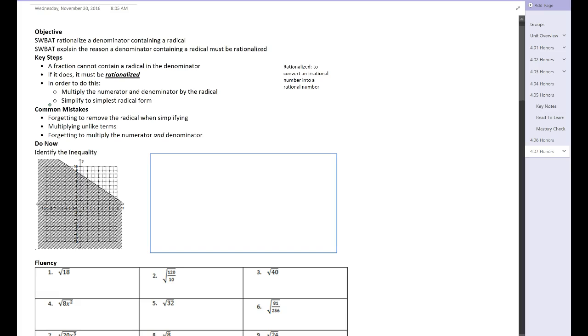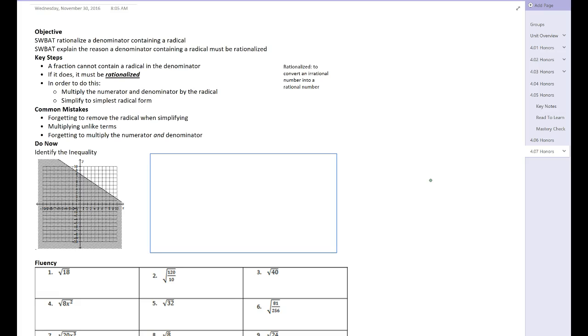Rationalizing a denominator means that we need to take a denominator. So let's say we have radical 7 over radical 3. I cannot have an irrational number, which hopefully you all recognize that radical 3 is an irrational number. I can't have that in the denominator of a number. So the basics of what we're going to go through today are how to fix that and why it doesn't work.